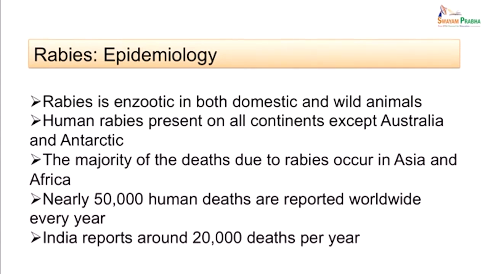Rabies is endemic in India and it is reported almost from all parts of India except for Andaman and Nicobar and Lakshadweep Islands. So nearly 60% of the deaths reported all over the world are seen in India. So more than 20,000 deaths occur every year in India.